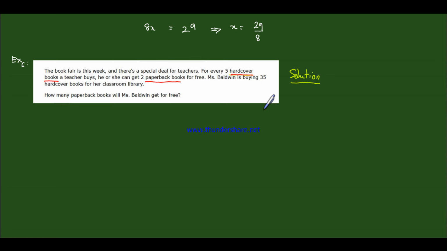Alright, so how are we gonna set up proportion? They're asking you for the paperback. So I'm gonna call X represent paperback over here. So this is X here. This color is not good in white, so let me use red color. So I'm gonna call X represent paperbacks. Represent what they're asking you. Then I'm gonna set up proportion.